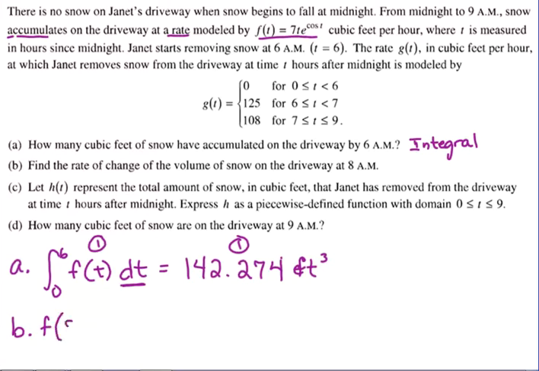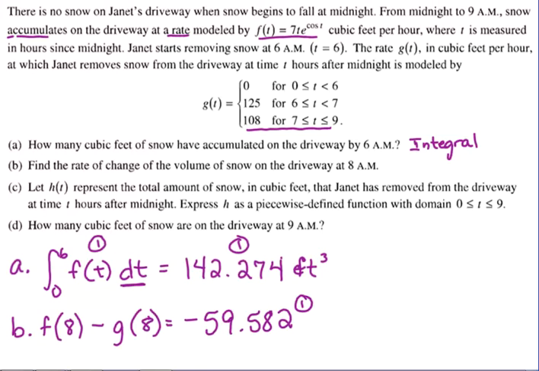F of t is a rate. So what's the rate at time 8 for the rate at which it's accumulating minus the rate which is being removed, g of 8. So f of 8, you plug it into your calculator to get that value. G of 8, 8 falls within this last interval there. Okay, 8 is between 7 and 9. So find f of 8 in your calculator, subtract 108 from that, and you get negative 59.582. This is just a 1-pointer for the answer. Okay, they're really not looking for anything but the answer.